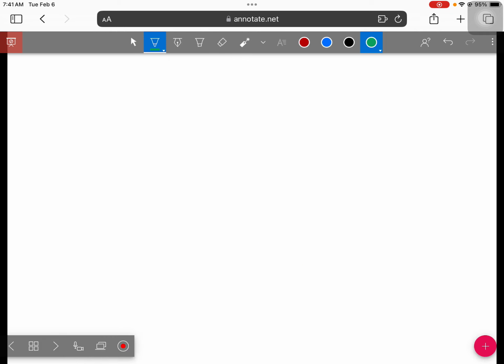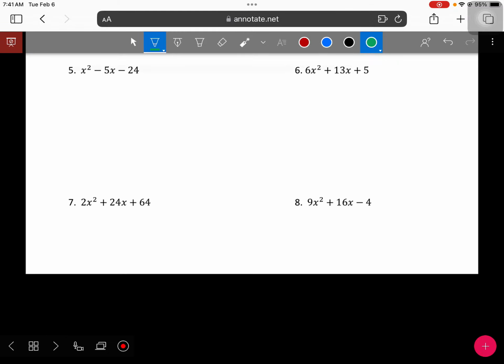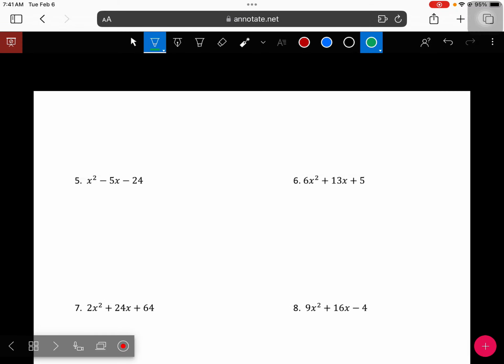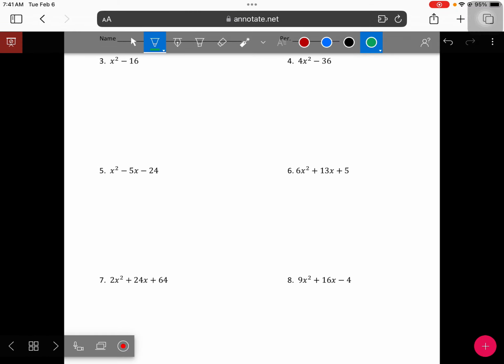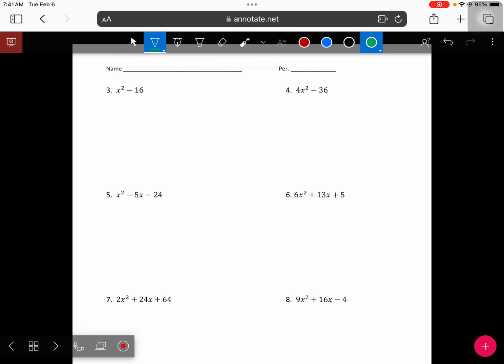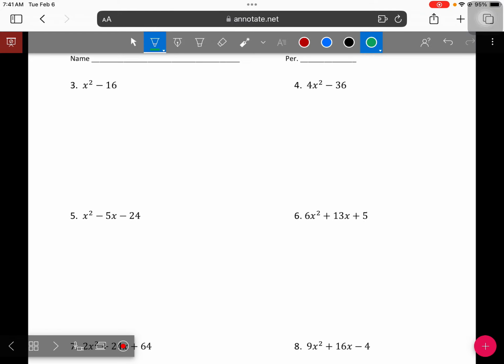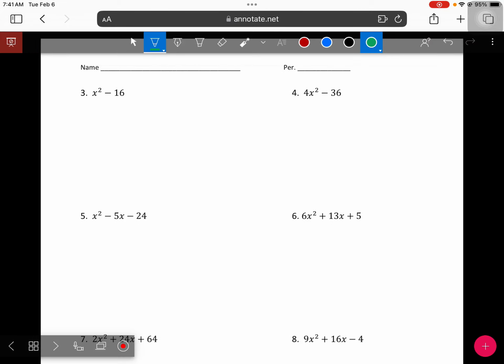All right, let's go to the next page. We got 3, 4, 5, 6, 7, and 8. Ooh, those bottom 3, those are all trinomials. All right, x squared minus 16. What should I do first? GCF. And do I have one? No, I do not. So this has 2 terms.